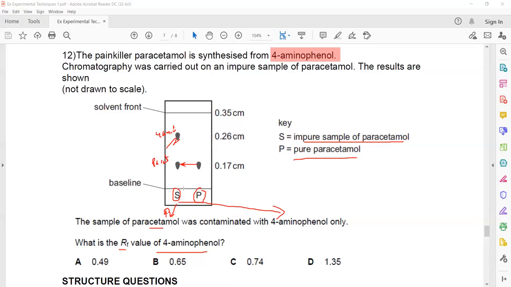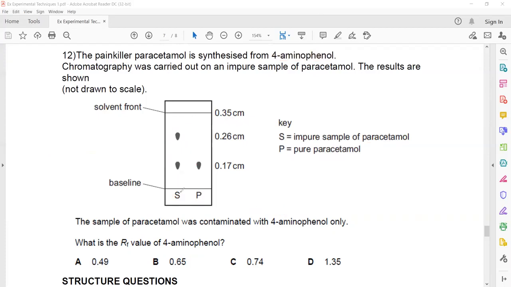The distance moved by the spot is 2.6 and the distance moved by the solvent is 0.35. So when we find the RF value for 4-aminophenol, that is 0.26 divided by 0.35. So it will come out as 0.74. So C will be the right answer. 0.26 divided by 0.35, because we don't need the RF value of paracetamol, we need the RF value of 4-aminophenol.